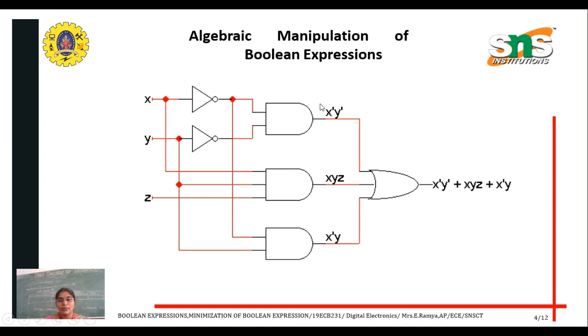So x bar and y bar are in terms of multiplication. For multiplication we have to use AND gate. For addition we have to use OR gate. So the expression is x bar y bar, and x y z. We have three variables, x y z. It is in the form of multiplication, so that's why it is connected in the AND gate. Next one, x bar y. All these three terms are connected as a sum. That's why we are using OR gate here.